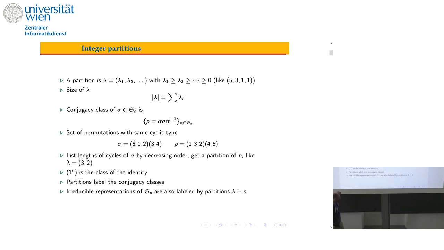So 1 to the n is the class of the identity. And those partitions actually label all the conjugacy classes. They also pop up when you represent the symmetric group, because they label irreducible representations of S_n. Those two items are for the same reason, in fact.